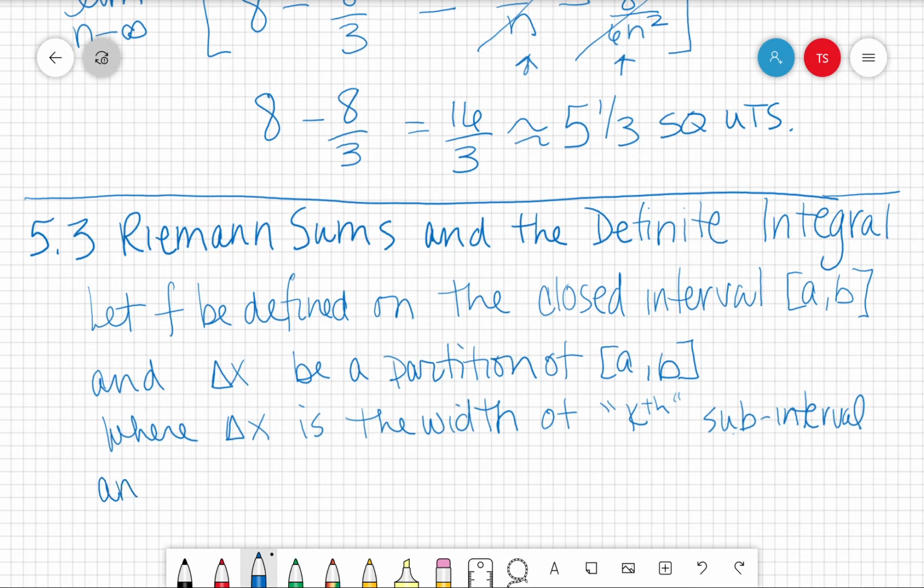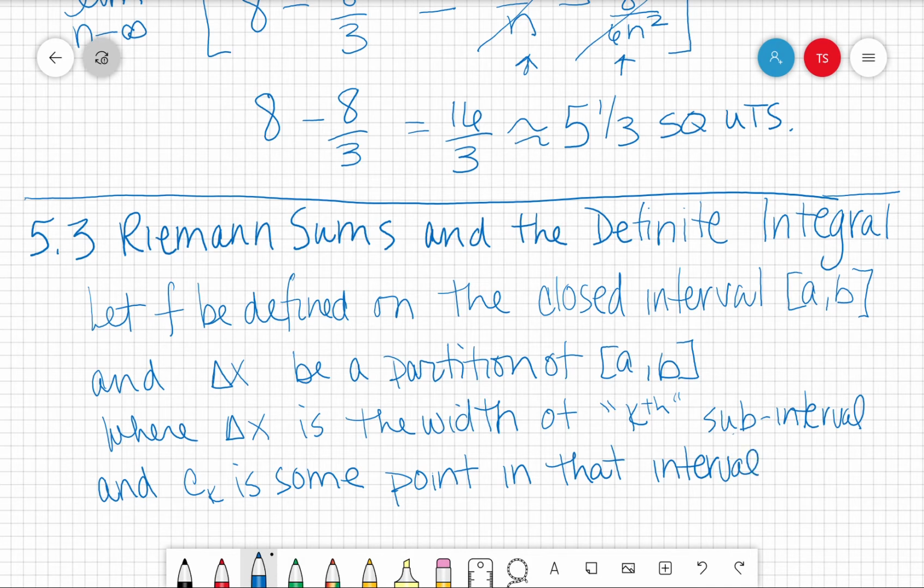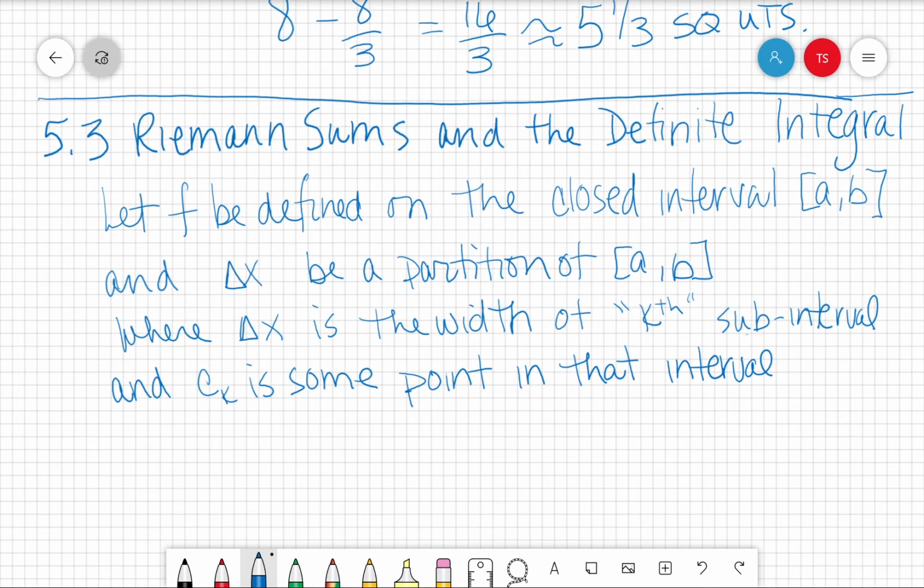And c sub k is some point in that interval. Okay, so that would give us, if we sum all that up, the sum from k equals 1 to n of f of c sub k times change in x. This is called the Riemann sum.